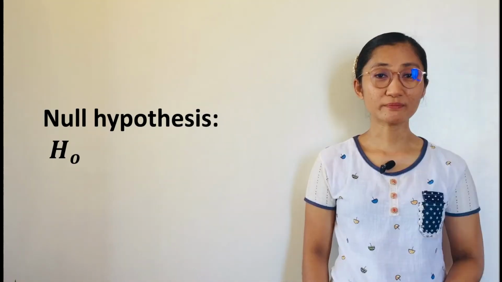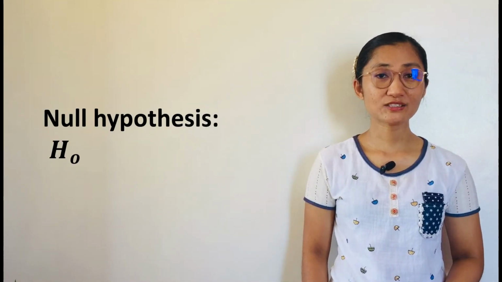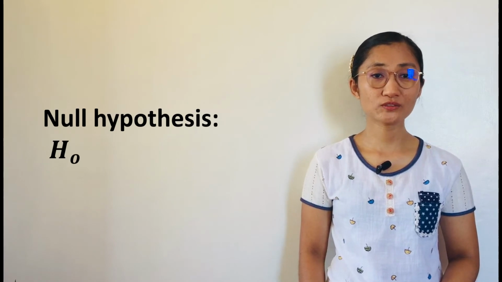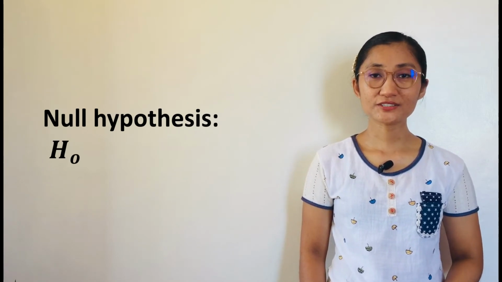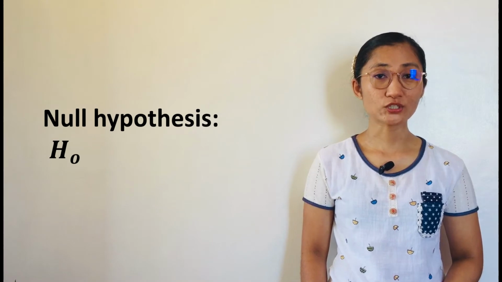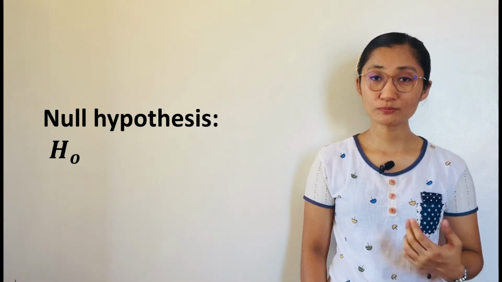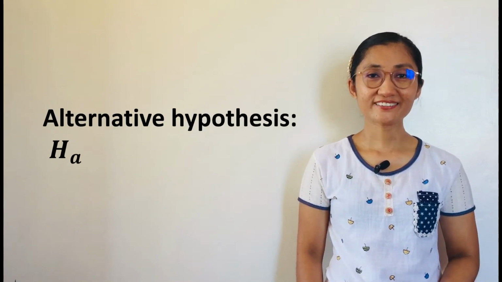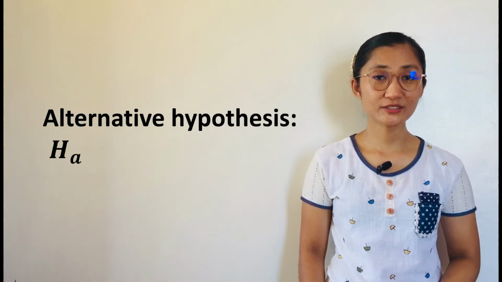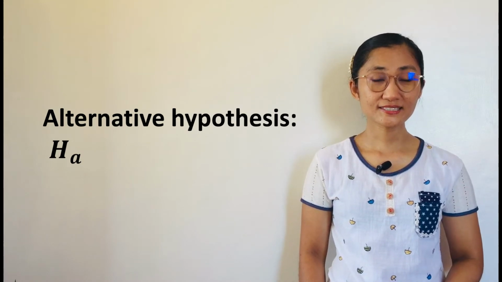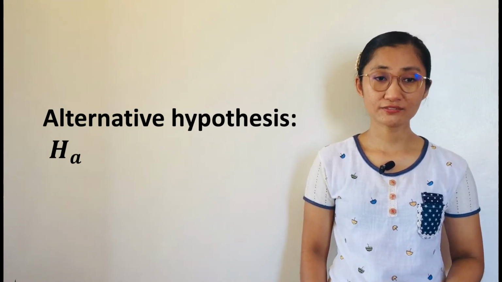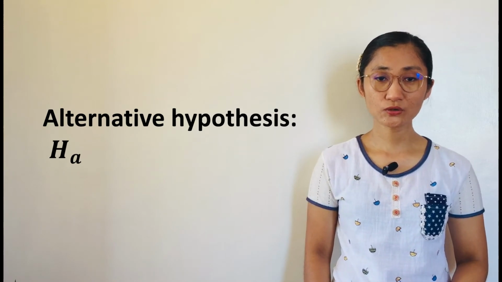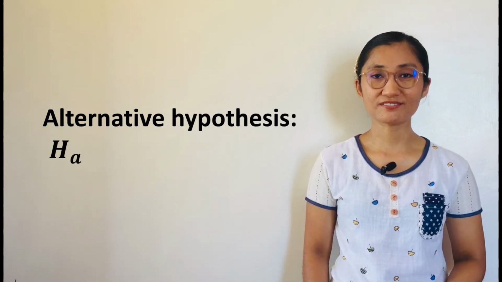Its two types are null and alternative hypothesis. Null hypothesis, denoted by H sub 0, is a statement showing no significant difference between two parameters. You may consider it as a current value of a population parameter, which you wish to disprove in favor of the alternative hypothesis. On the other hand, an alternative hypothesis, denoted by H sub A, is a statement showing significant difference between two parameters or between a parameter and a specific value.